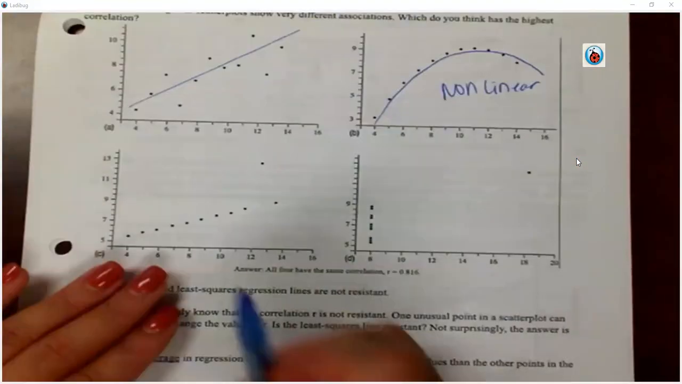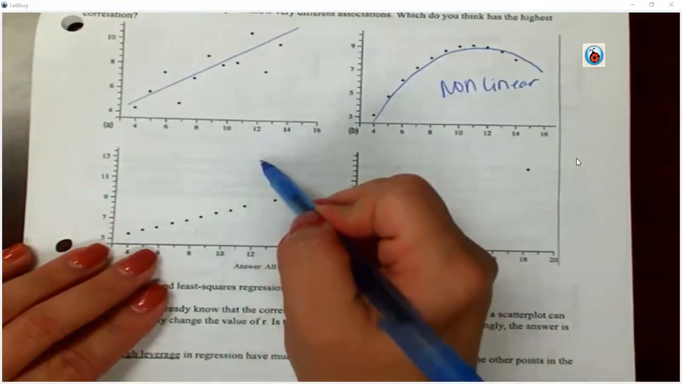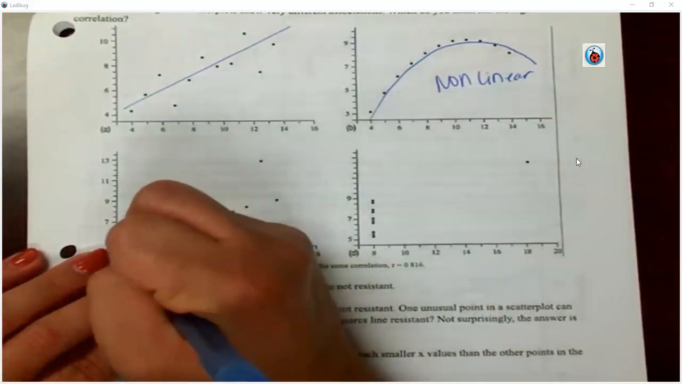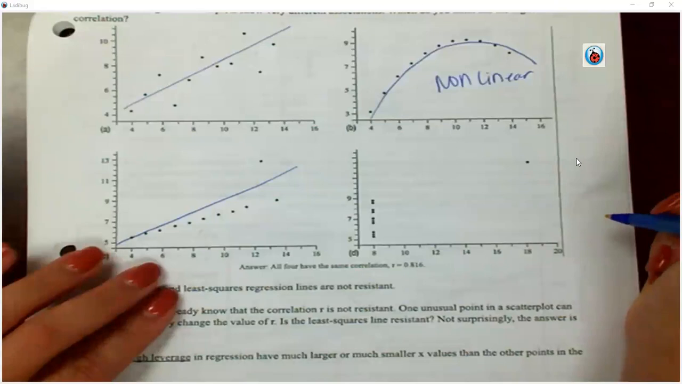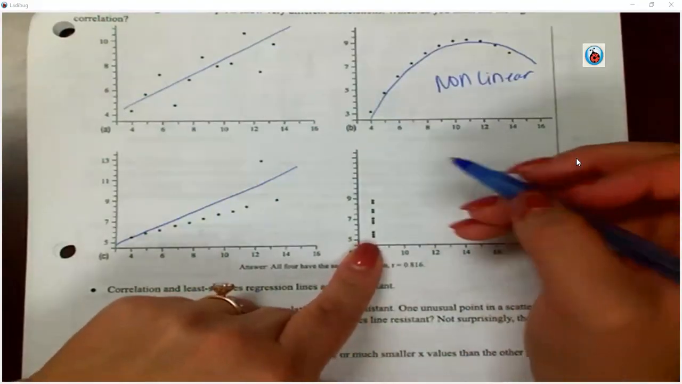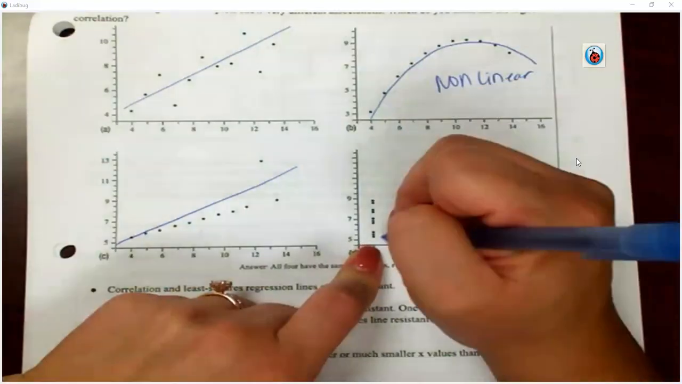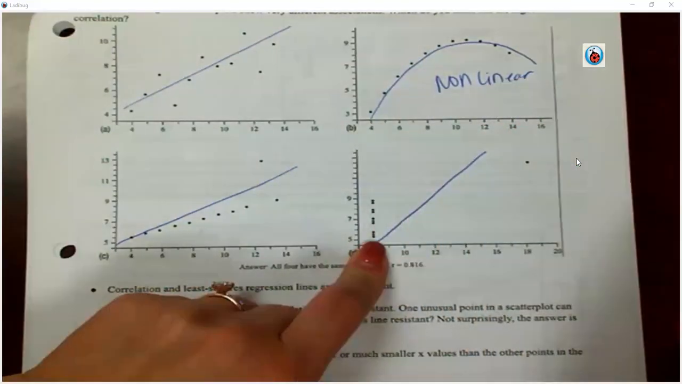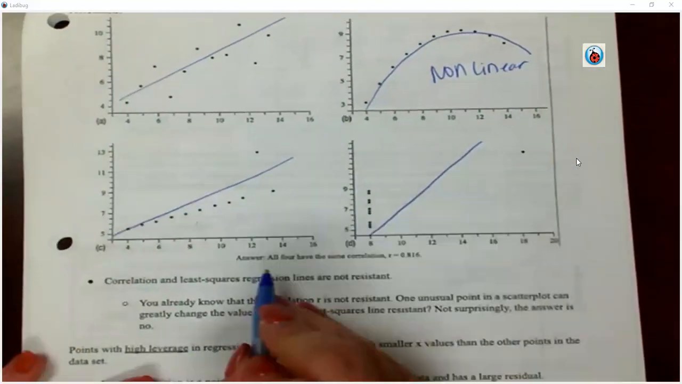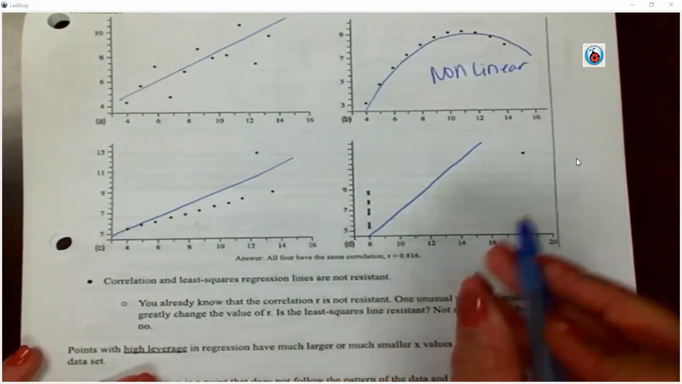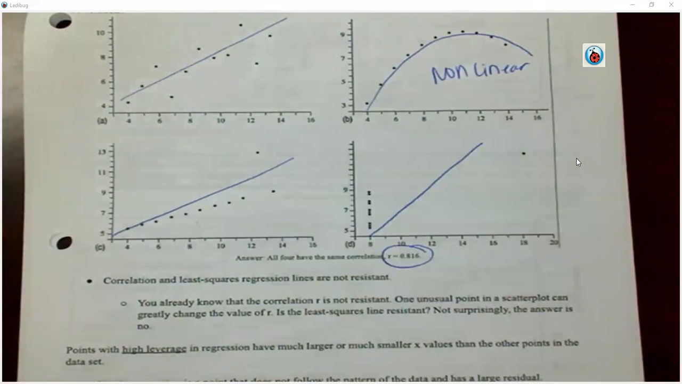Okay, this one we can still consider linear, but notice this one we have an outlier. And so maybe the least square regression line would be about right here. And this, even though all the points are going straight up and we have this outlier here, this one would create a least square regression line about this. All four of these actually have the same correlation of R equals 0.816.